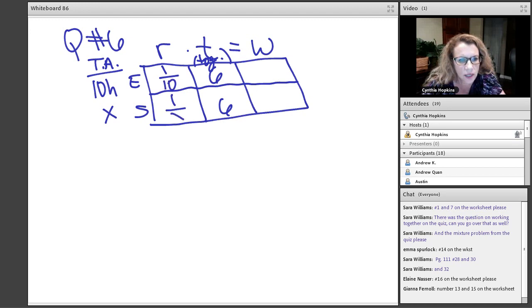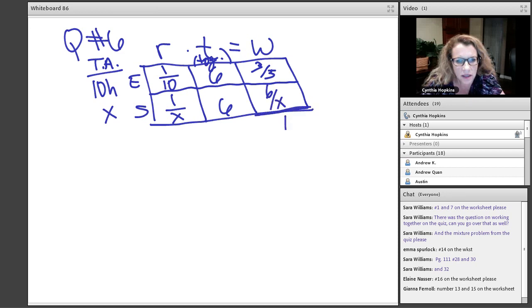And so Susan's rate is 1 over x. Then once I have 2 boxes, I multiply to get the third. 1/10 times 6 is 6/10, but I'm going to simplify that to 3/5. And then I get 6 over x when I multiply those two.